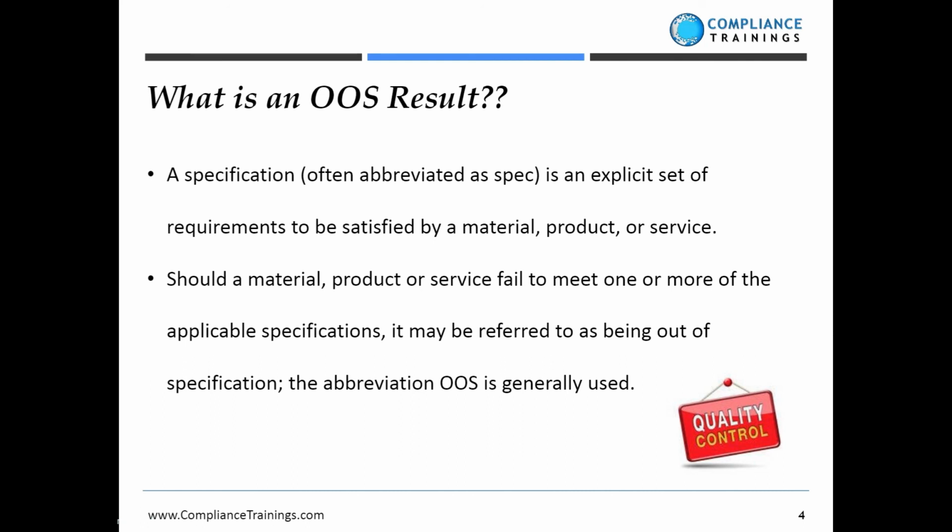It is an explicit set of requirements to be satisfied by a material, a product, or service. We may come in contact, or we may be testing, just doing our daily water samples, our chemistry tests, or pH, and we may encounter a result that actually does not meet the required specification. At that point, we can consider that an out of specification, and usually the abbreviation OOS is utilized.